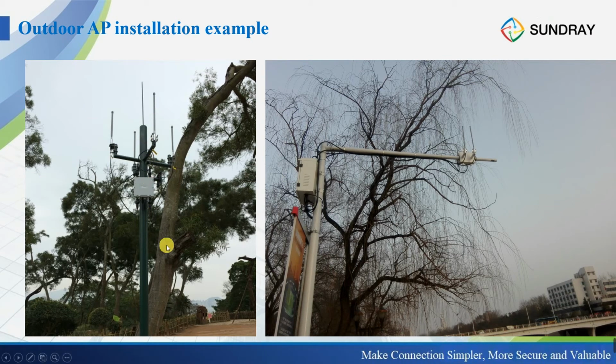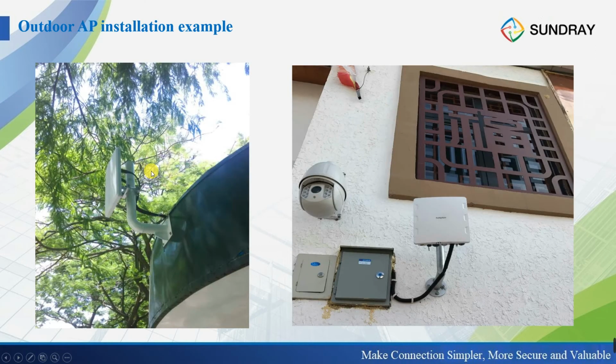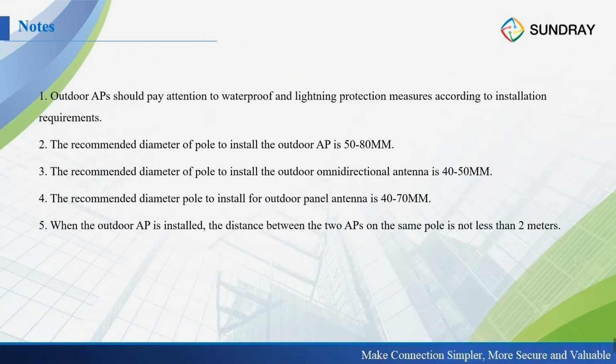The pole is very important. This pole is sometimes provided by the partner, sometimes provided by the end user themselves. So this is for the omnidirectional antenna, omnidirectional antenna, directional antenna. For outdoor installations, the recommendation is a pole, especially for the AP, around 50 to 80 millimeters.